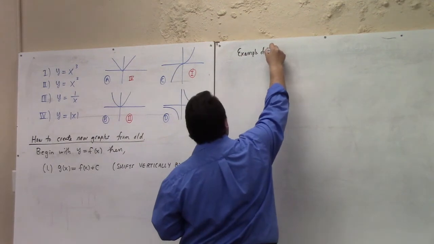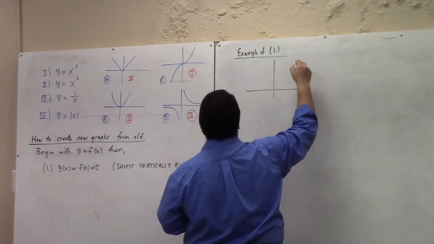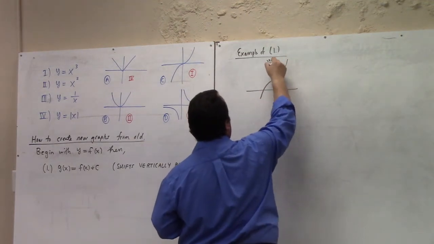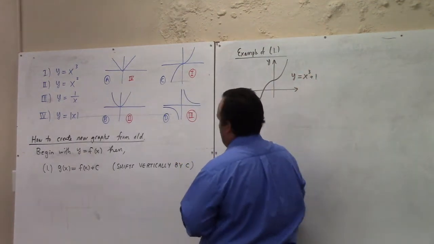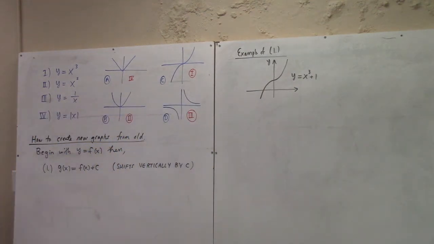Example of 1. This is y equals x cubed plus 1. I took one of our match games, number 1, I shifted it up 1. That's it. So we can add 1 to move the graph up 1. It just moves all the y values up by that constant. If c is negative, it shifts it down, right? So c positive shifts up, c negative shifts down.